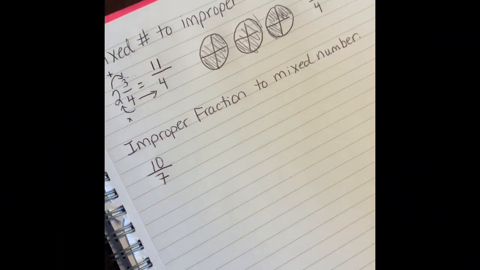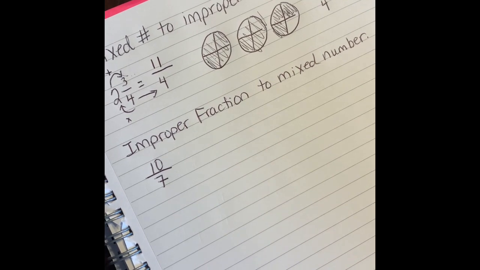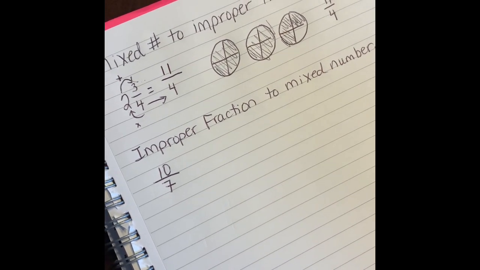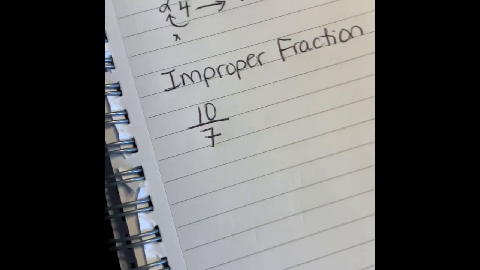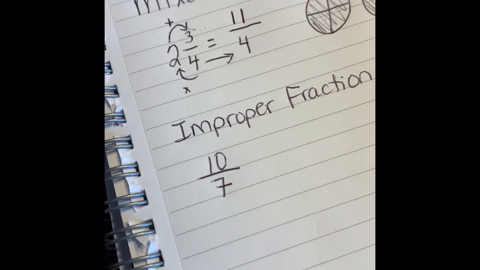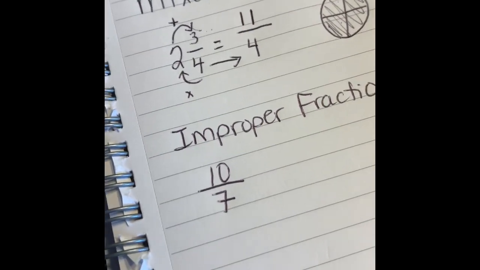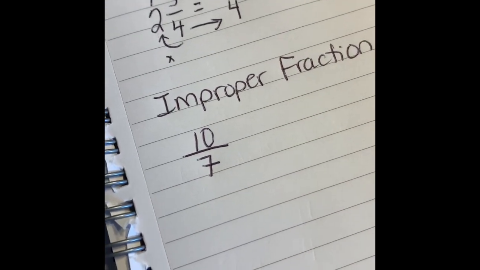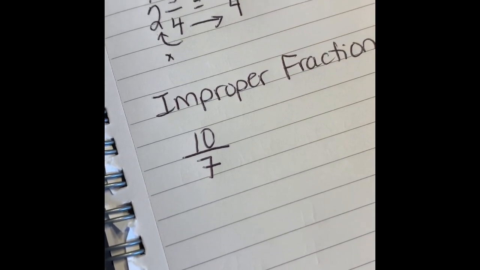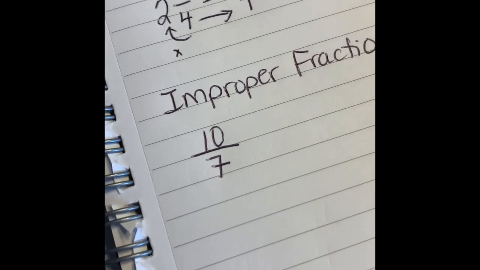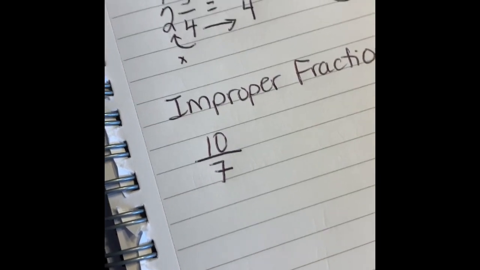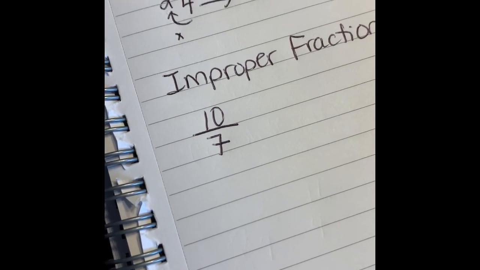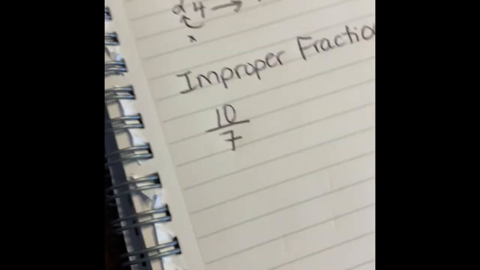Next, we're going to look at how we can take an improper fraction and change it into a mixed number. So going backwards, here we have an improper fraction of 10/7. Our numerator is larger than our denominator, so that tells us that we have something that is greater than 1 whole. 1 whole in this case would be 7 out of 7, but we have 10 out of 7, so we have more than a whole.